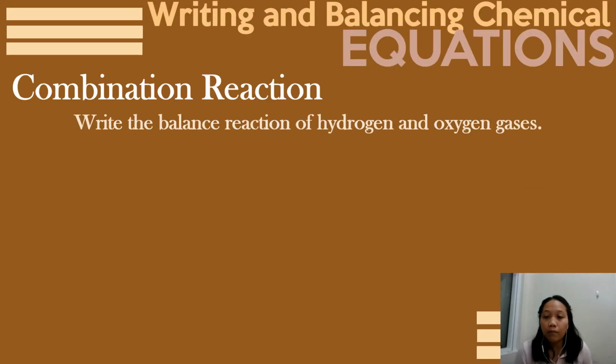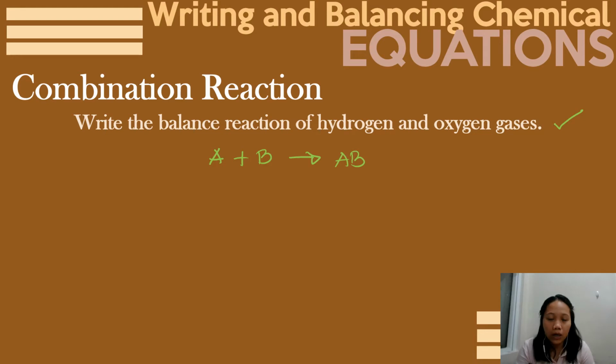Let's start with the combination reaction. In the combination reaction, it is simply the reaction of your reactant A and B, and that yields AB. So technically, you are just combining the two reactants. A very good example is the one that we have here as our problem: write the balanced reaction of hydrogen and oxygen gases. May missing word lang dyan. Write the balanced reaction of hydrogen and oxygen gases.